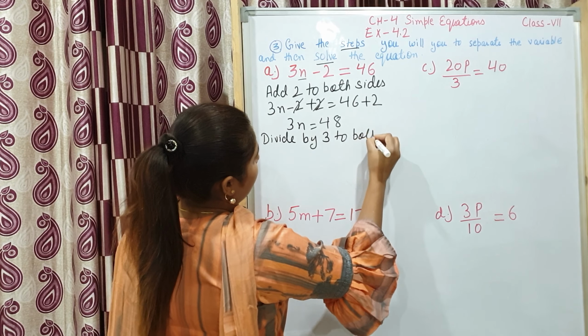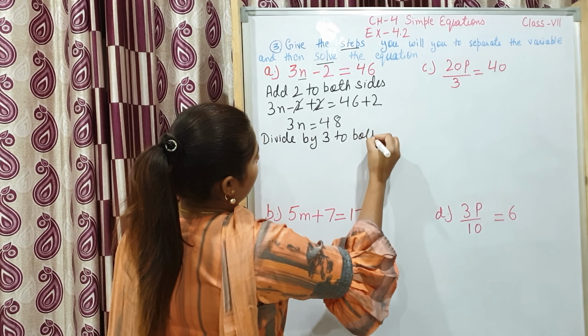So answer is P is equal to 8. Now see the student, F part. Here 3 and S both are multiplying with each other. We will do the division. We will eliminate the number present along with the variable. Divide by 3 to both sides.